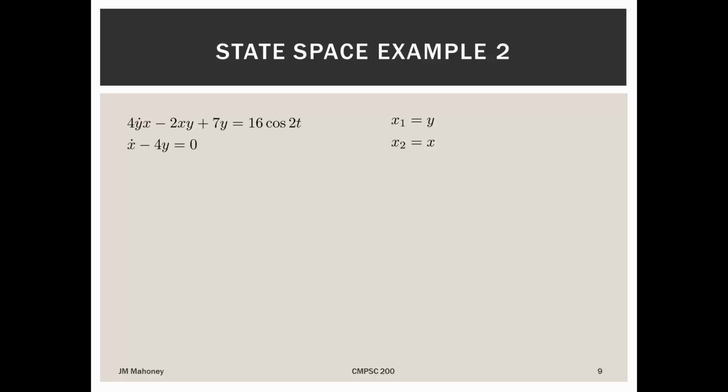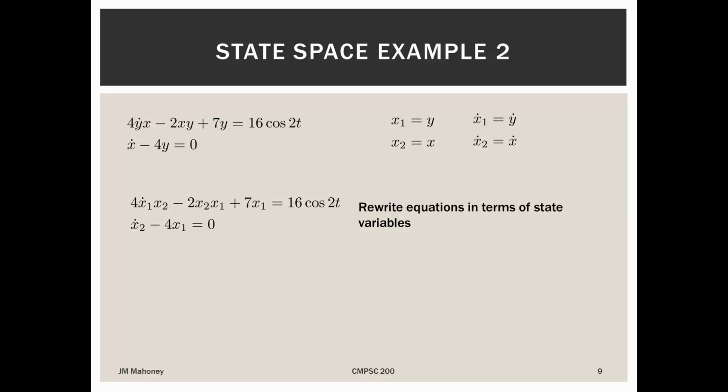Again, notice it's different than the previous example where we had x and x dot. In that case, we had an x double dot term in one of our equations, so we had to take one fewer than its highest derivative. In this case, x dot is the highest x derivative, y dot is the highest y derivative. If I take my two state variables and differentiate them, I now have x1 dot is equal to y dot, and x2 dot is equal to x dot. I can now rewrite my two equations in terms of my state variables and their derivatives.